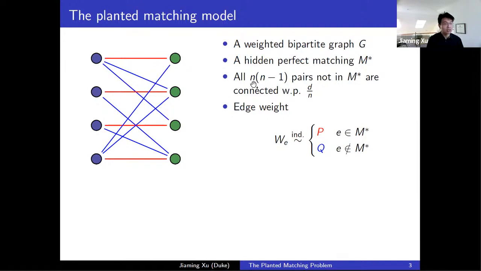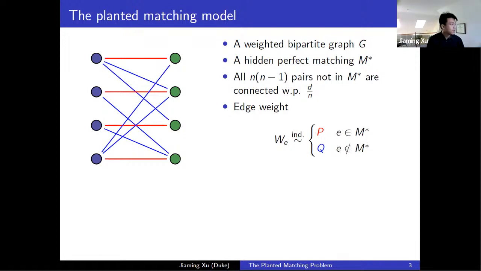And now for all the other pairs, like n times (n minus 1) pairs that are not in the hidden matching, they are connected randomly with an edge independently with probability d over n. Those generated edges are denoted by the blue edges here. So the average degree for the blue edges is roughly d. And now for every edge, we also observe a random edge weight, where the edge weight is independently drawn according to distribution P for all the edges inside this hidden matching. And then for all the other edges not in the hidden matching, the edge weight is drawn from another distribution Q. So basically the blue edge weight is drawn according to Q, and the red edge weight is drawn according to distribution P.